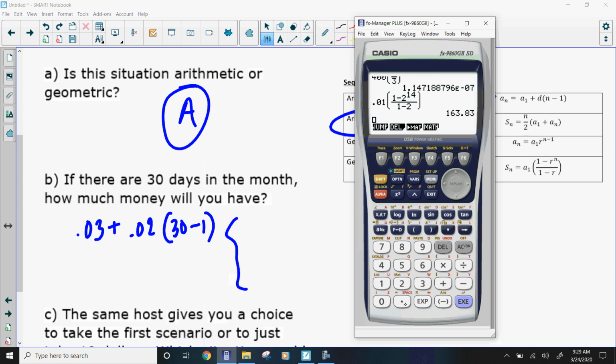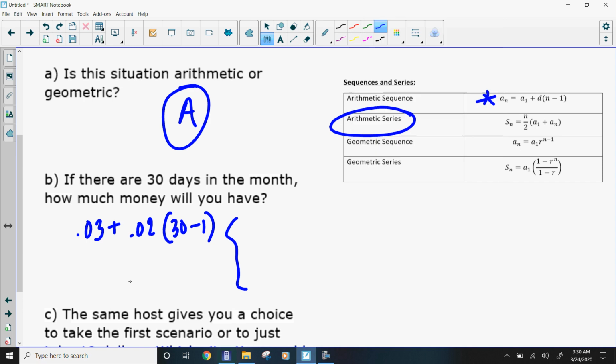So 3 pennies plus 2 pennies. And then 30 minus 1. So we're going to get 61 cents on that 30th day. Now, it doesn't mean that's how much we're going to have total. We have to add up all those pennies for those 30 days. So now we find the sum.